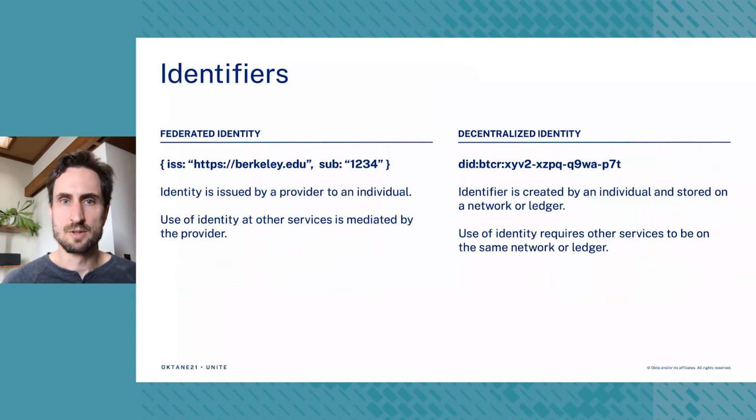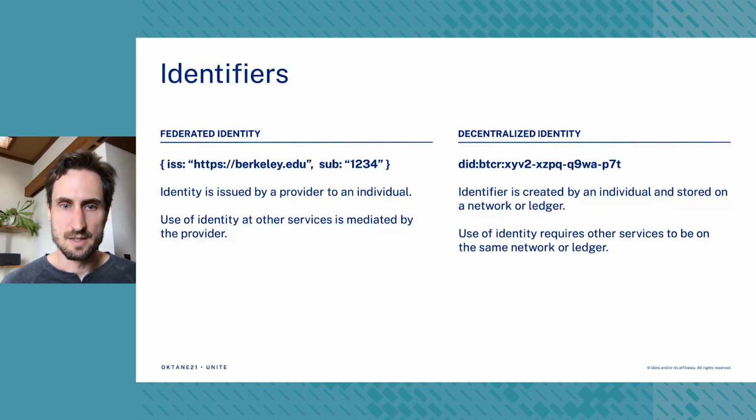We've already stated that decentralized identity shifts to a network model from a provider model. Comparing federated identifiers and decentralized identifiers highlights this fact. Here we have an identifier as it would appear in an ID token per OpenID Connect. A similar construct exists in SAML. This identifier was issued by an identity provider, in this case a university, and uniquely identifies the user, referred to as a subject, who is a student at that university. Importantly, this subject identifier is only unique within the issuer. In other words, identity is issued by a provider to the user. Furthermore, any use of this identity at other services is mediated by the provider.